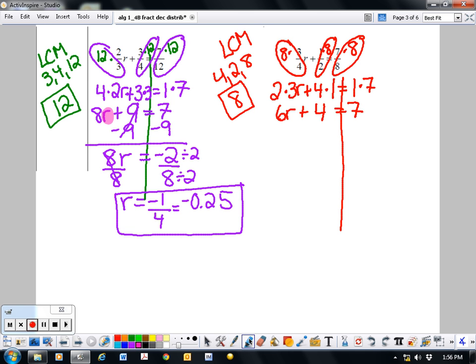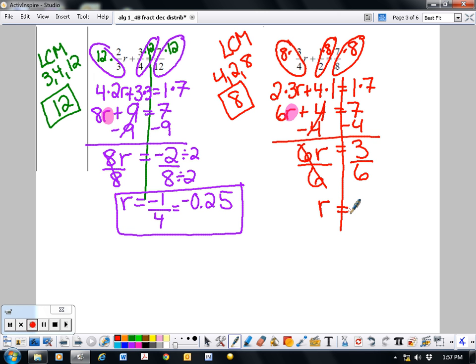So from here, again, I'm looking for that variable. I'm moving everything away from it. So I start with my plus minus. I have plus 4. So I minus 4. Now I have 6r equals 3. I divide both sides by 6. Since these are side by side, I divide, because that's a multiplication. So 6 divided by 6 gives me 1r, which is the same thing as r.